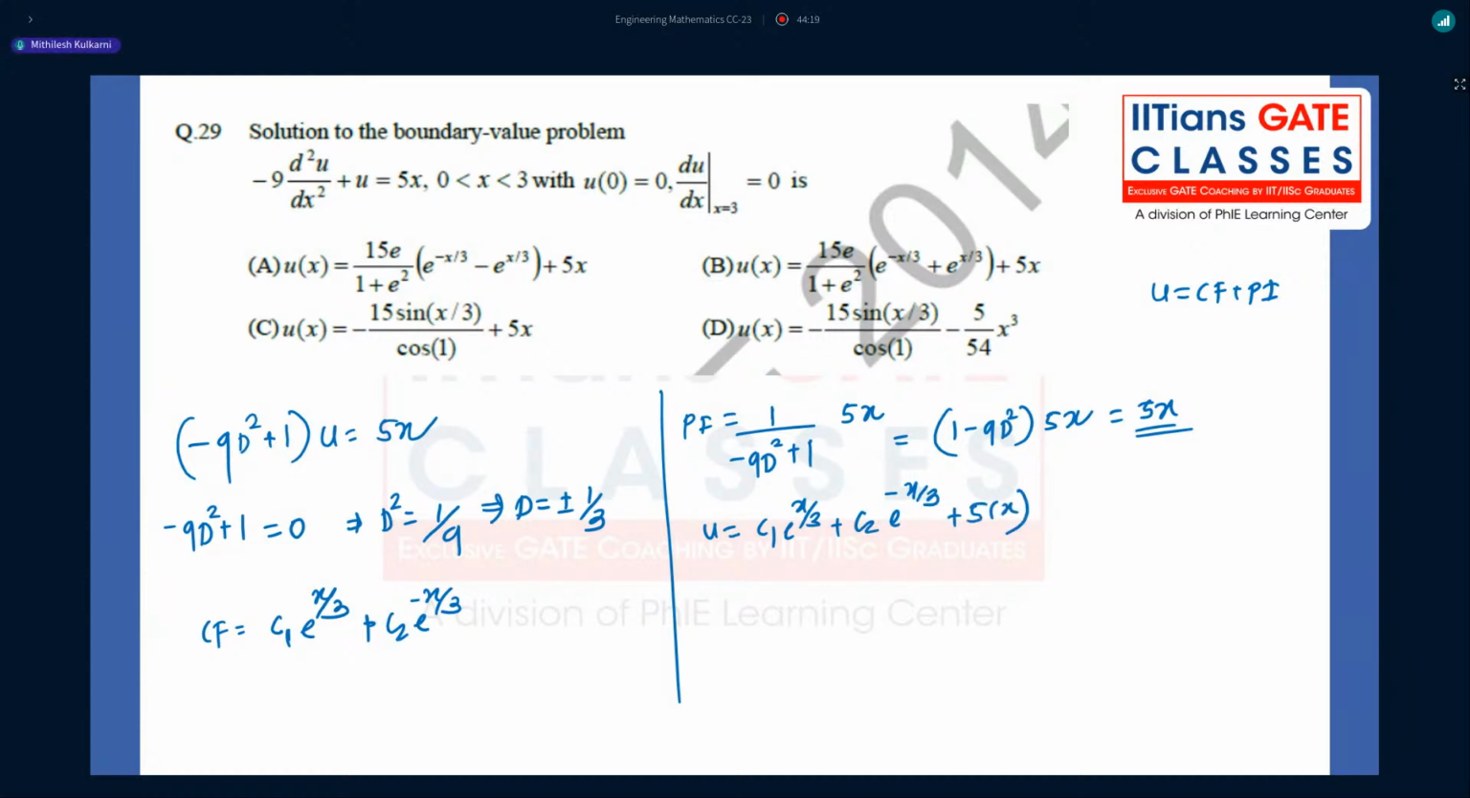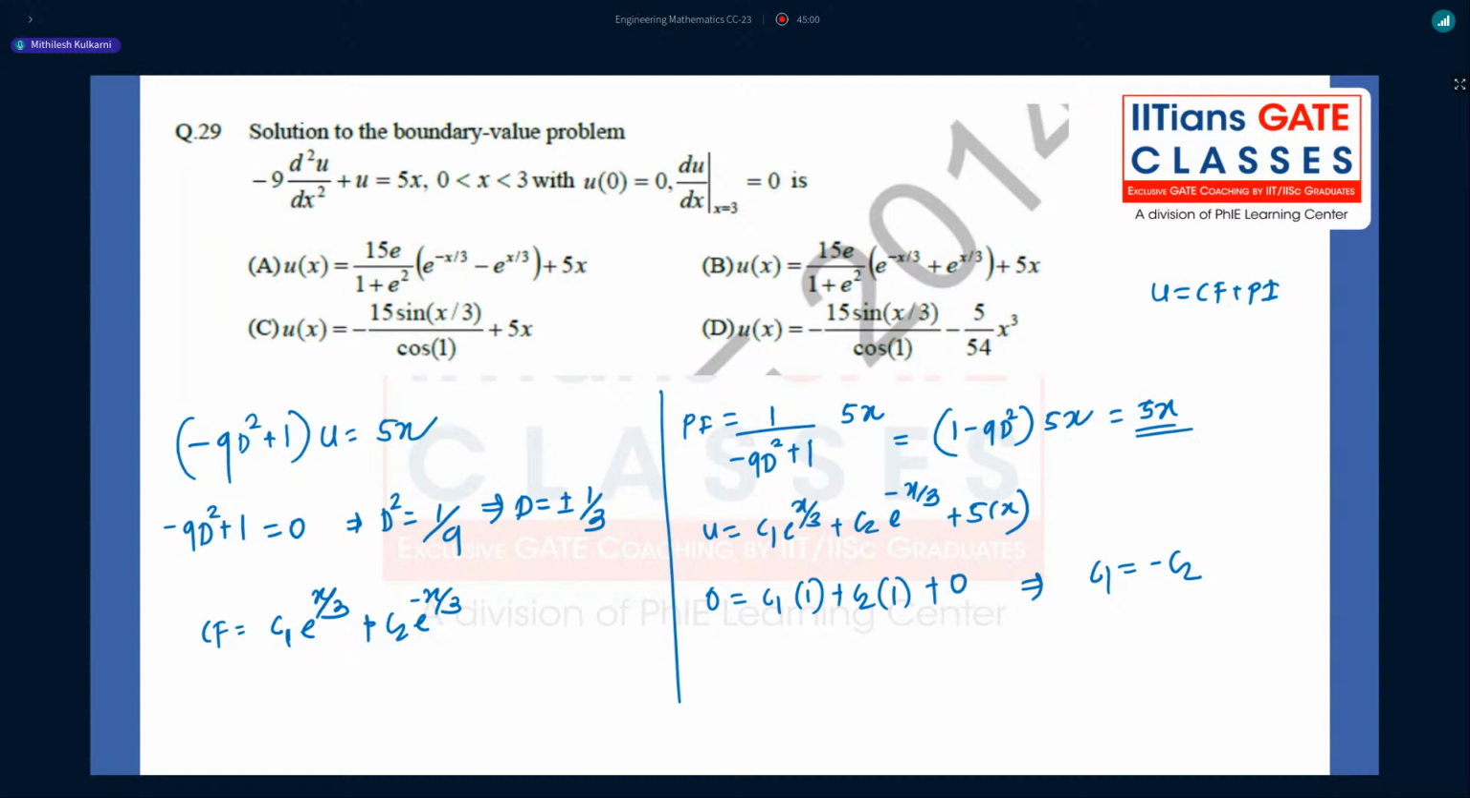Okay, they have given the initial condition u of 0 equal to 0. So u of 0 equal to 0. So 0 will be equal to C1 e to the power 0 by 3, e to the power 0 means 1, plus C2 e to the power again 0 by 3. So again 1, plus 5 into 0, which is 0. So from this equation, what we'll get is C1 is equal to minus C2. So the signs of the two constants, or the coefficients of e to the power minus x by 3 and e to the power x by 3, are different.